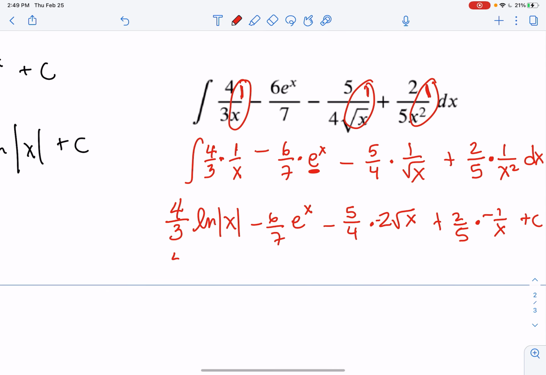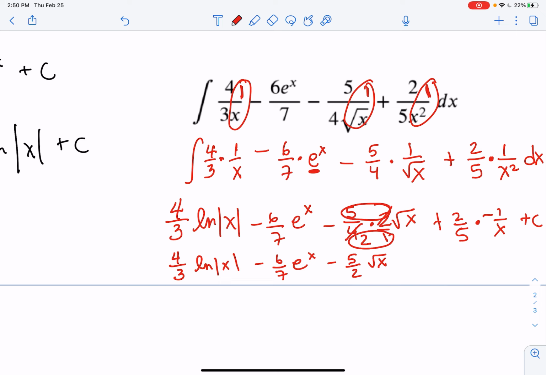Okay, let's simplify this. This is 4/3 natural log absolute value of x minus 6/7 e to the x minus, okay, now I have some multiplying to do. So this is like 2 over 1. So the 2 goes into the 4 twice, leaving me with 5 on top, and then 2 on the bottom, and a root x beside it.